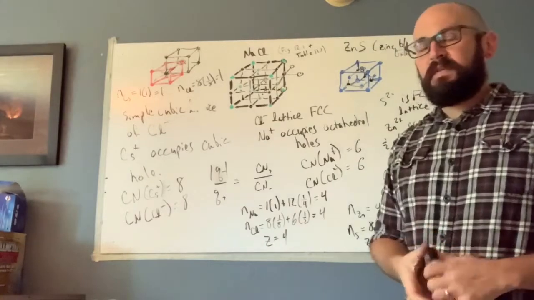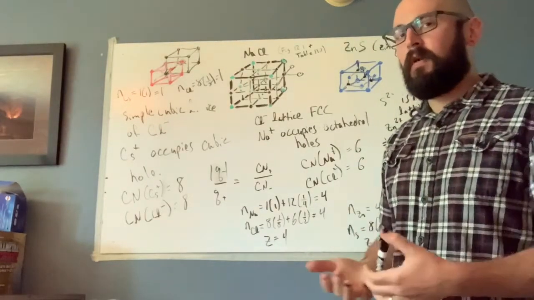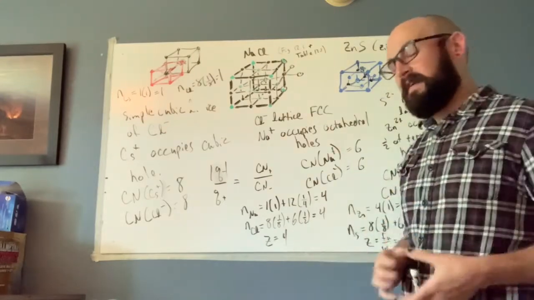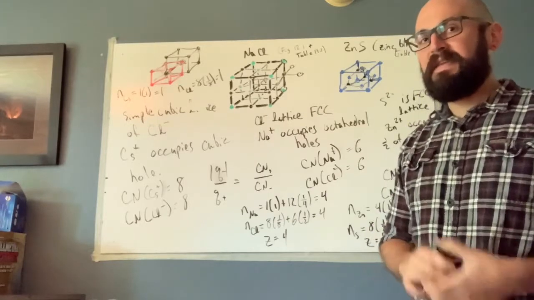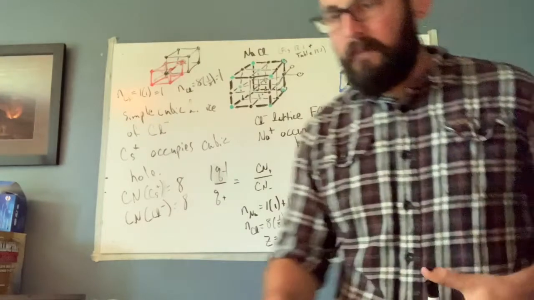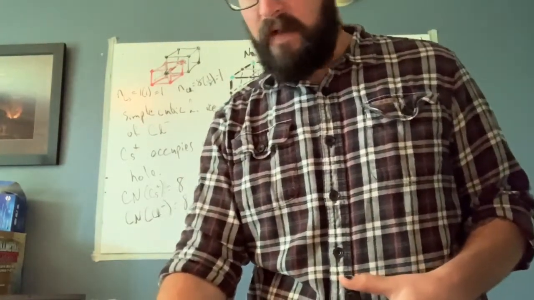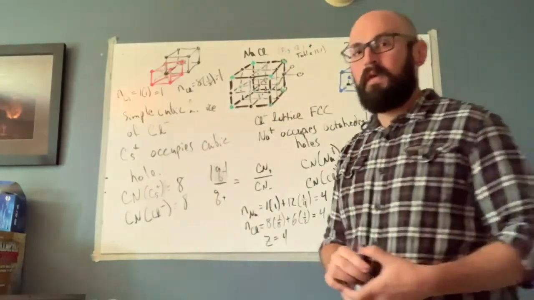We can have situations in which we have a face-centered cubic lattice for one of our ions, and then all of the tetrahedral holes filled as well. An example of this is fluorite, CaF2. I highly recommend that you take a look at this. It is on page 395, table 12.1, under the AB2 entry.